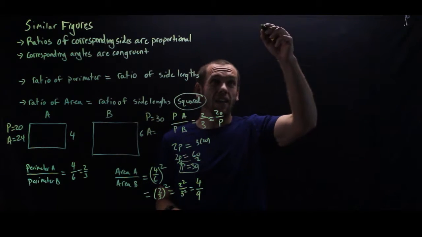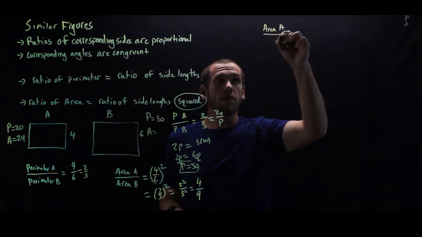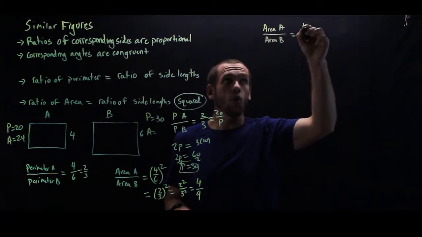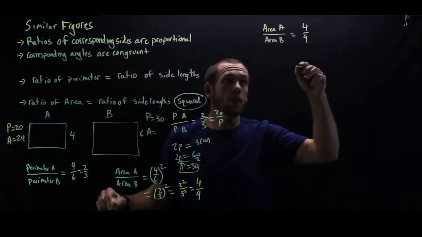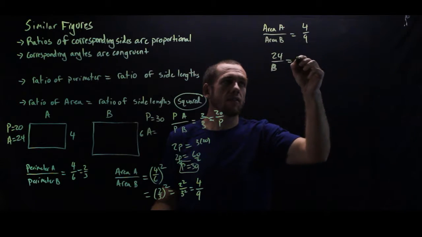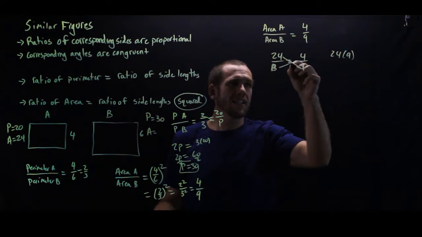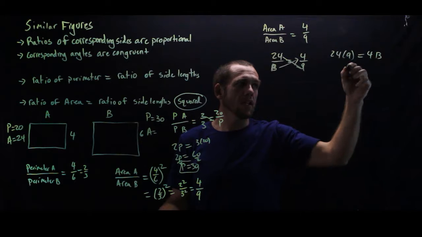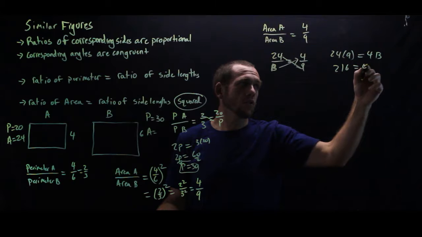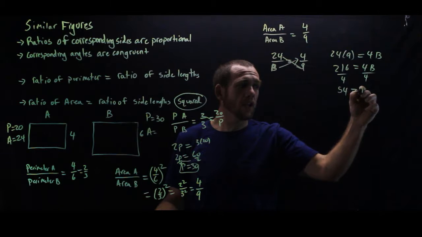Now we take that and we use it to find the areas. So the area of A to the area of B is the same as that side length ratio squared, or 4:9. And the area of A is 24. So 24 over area B, which I'm just going to call B, is equal to 4/9. And so I cross multiply. 24 times 9 equals 4 times B. 240 minus 24 is 216 equals 4B. Divide both sides by 4. We get 54 equals B.